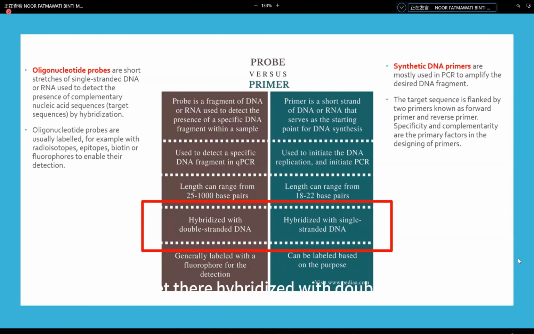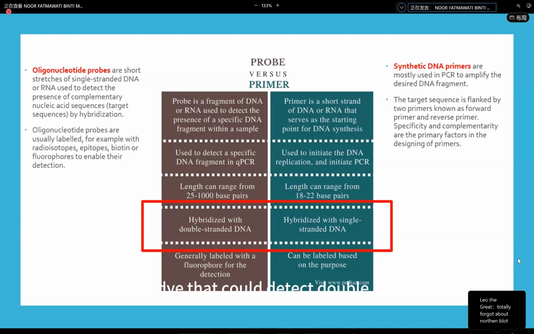Now, the differences in length: the probe hybridizes with double-strand DNA, whilst the primer hybridizes with single-strand DNA. The probe is generally labeled with a fluorophore for detection, and the primer can be labeled based on the purpose. Sometimes in qPCR, you don't have to label your primer. You use a naked primer, and you add a dye that could detect the double-strand DNA product from that qPCR.